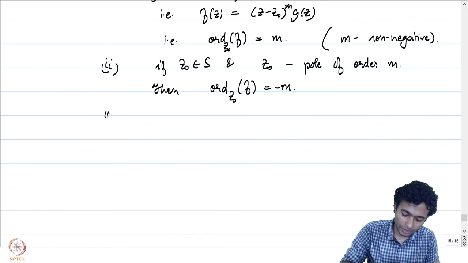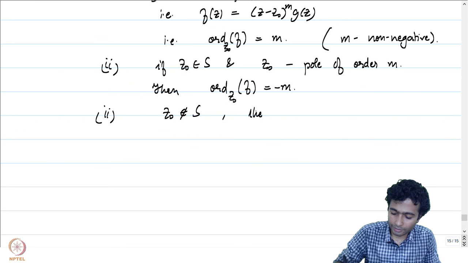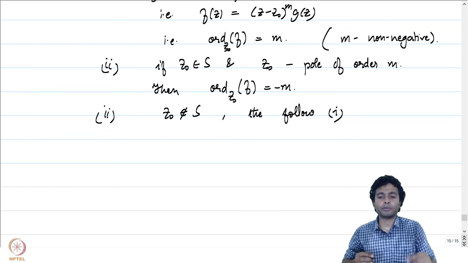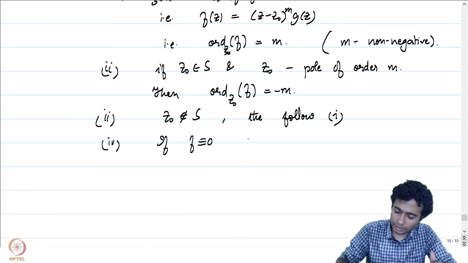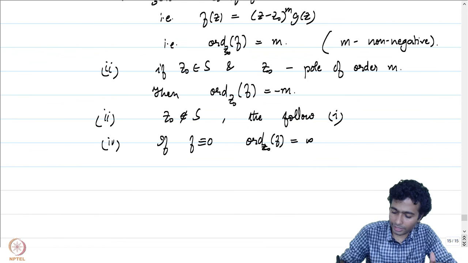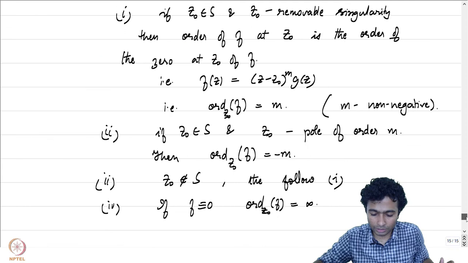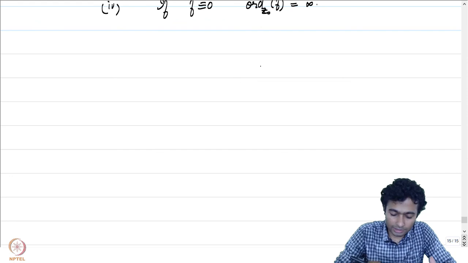If z0 is now not a point in capital S, then yet again follow 1, and we will be able to define the order of f at the point z0. And finally, if f is identically equal to 0, then the order of f at z0 is defined to be infinite. This is how we define the order of the function f at the point z0. Let me now give you a couple of exercises which capture some of the properties of this order function.